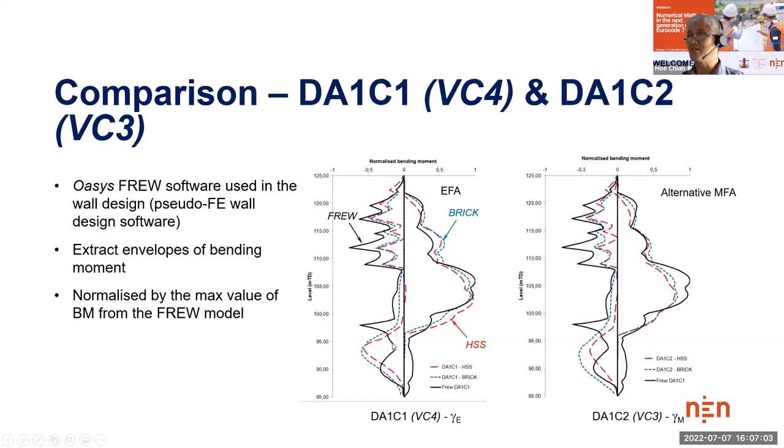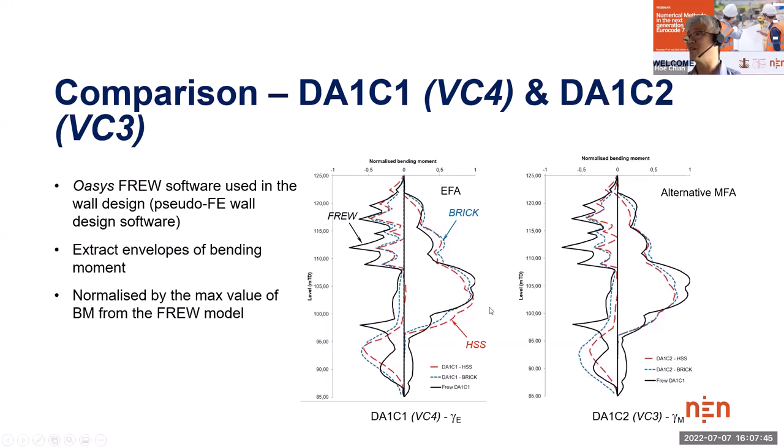When I undertake analysis using the other soil models, brick and hardening soil model, I did the same. I normalized by the maximum values of the bending moment from Frew. Anything that is lesser than the Frew envelope shows that the analysis is slightly more economical in terms of design compared to the Frew output.